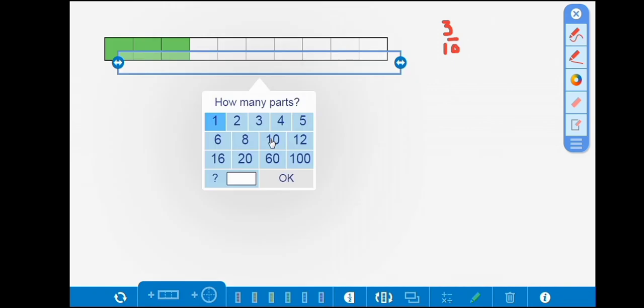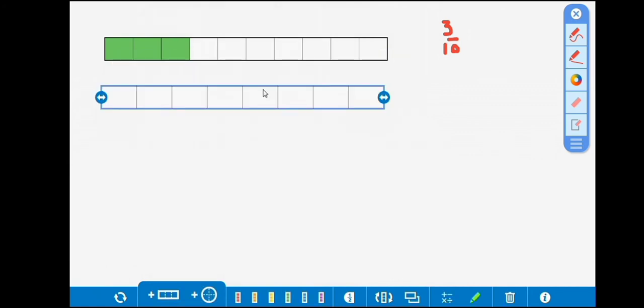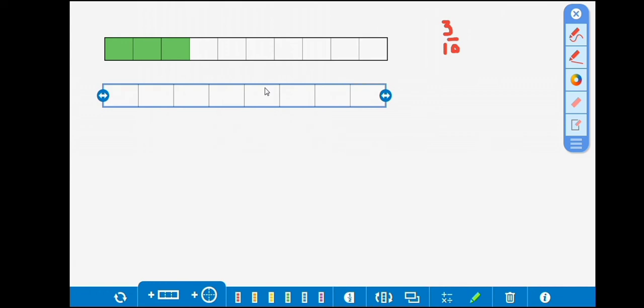Then I am taking another frame, and now I take a total of 8 parts. See, we are taking different frames, okay? So it is easy to understand.